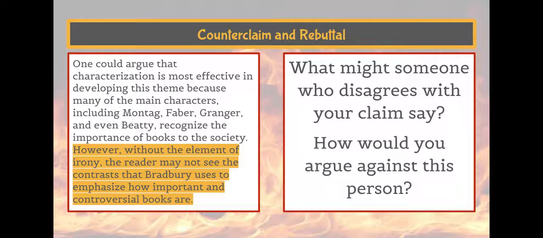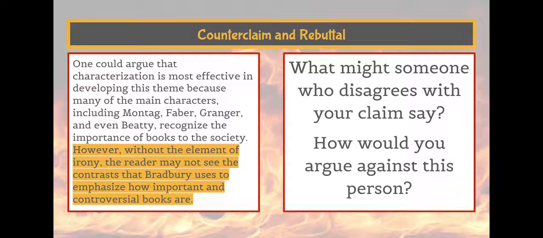So let's look at the example of a counterclaim and a rebuttal. One could argue that characterization is most effective in developing this theme because many of the main characters, including Montag, Faber, Granger, and even Beatty, recognize the importance of books to the society. That would be the counterclaim. Someone who has chosen another literary element or device, or has chosen a different theme to write about. However, without the element of irony, the reader may not see the contrast that Bradbury uses to emphasize how important and controversial books are. So that would be your rebuttal. That's referring back to your own claim, saying why it's the correct claim.